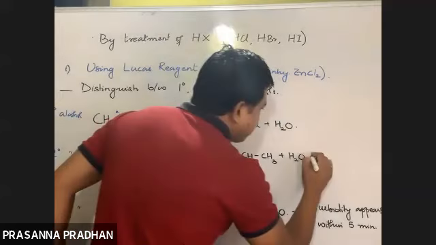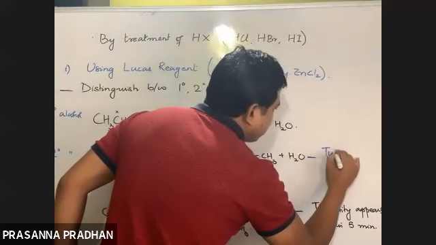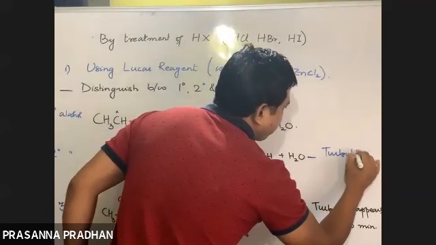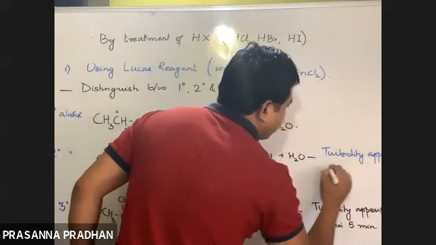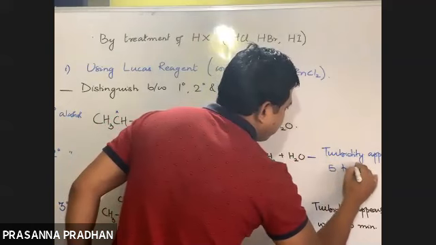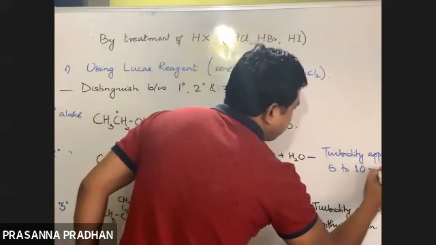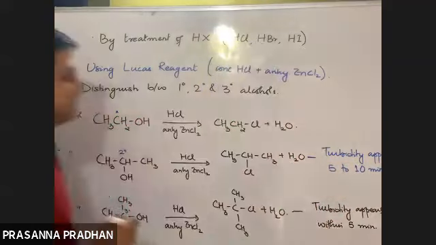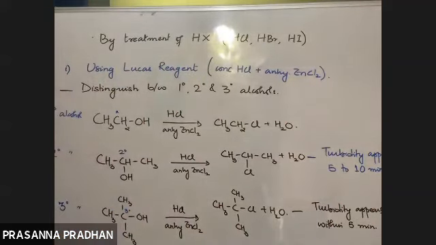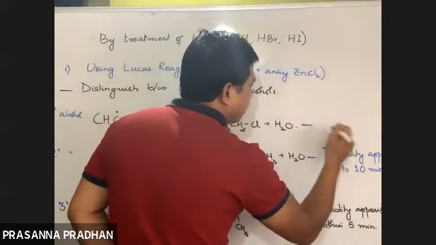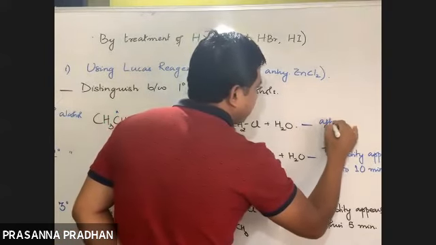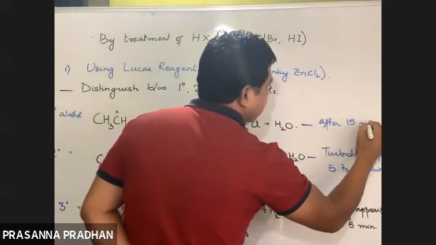In case of 2 degree alcohols, the turbidity appears within 5 to 10 minutes. And in 1 degree alcohols, the turbidity appears after say 15 minutes.